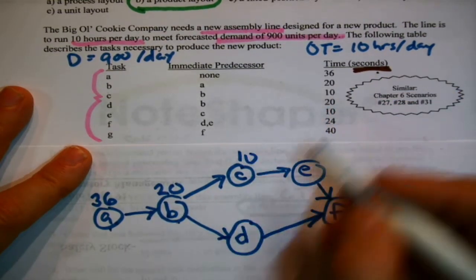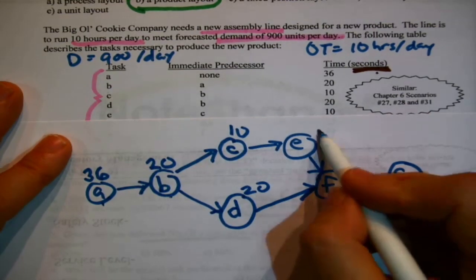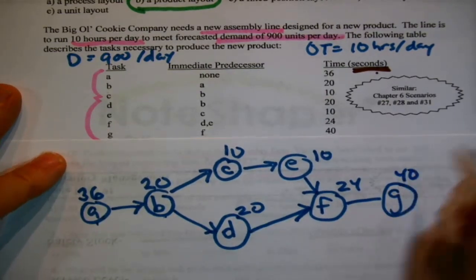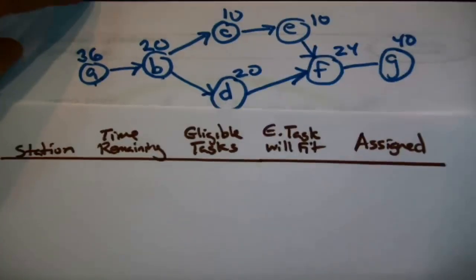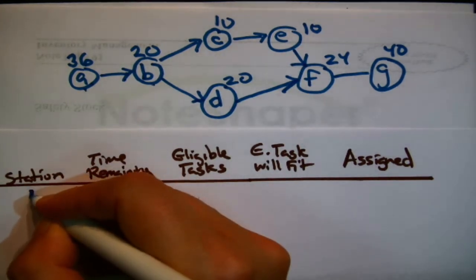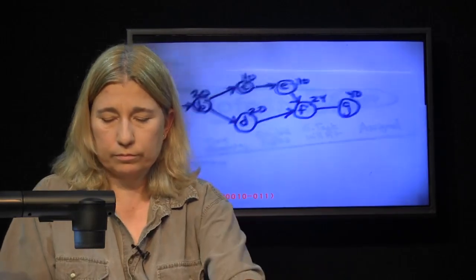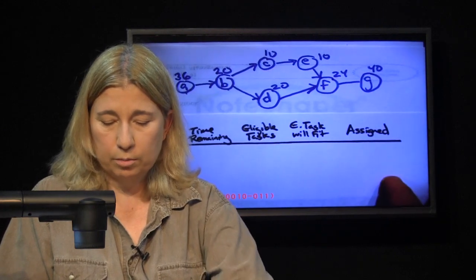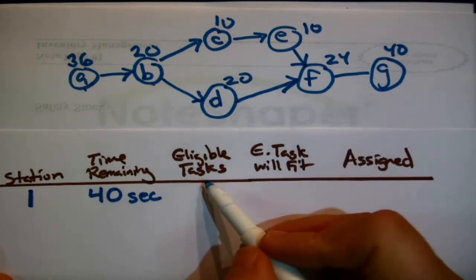Now, in order to eliminate the need to keep paging back to this table of data, I'm also going to jot down the durations from the table. Let's see, C is 10, D is 20, E is, let's see, E is 10, got to get it right. F is 24 seconds long, and G is 40 seconds long. Okay. It's worth it to take the time. This is easier to work with than the table, because we begin designing the assembly line at the first workstation.